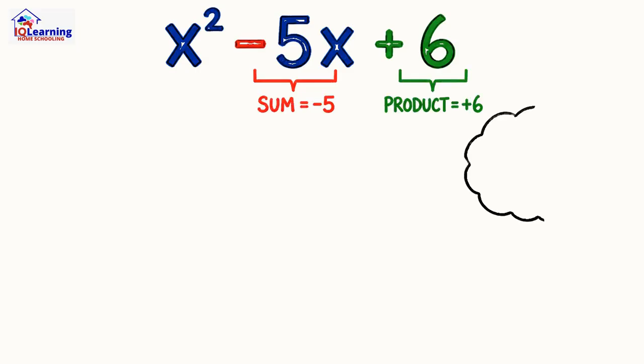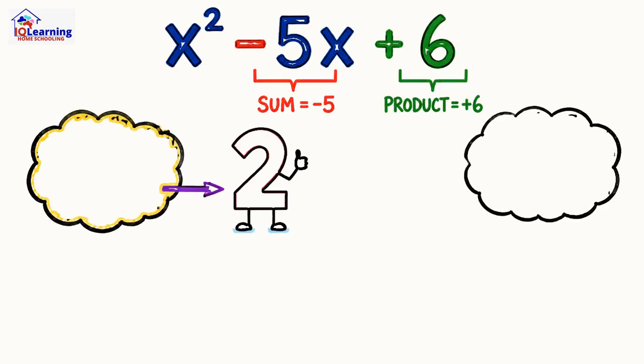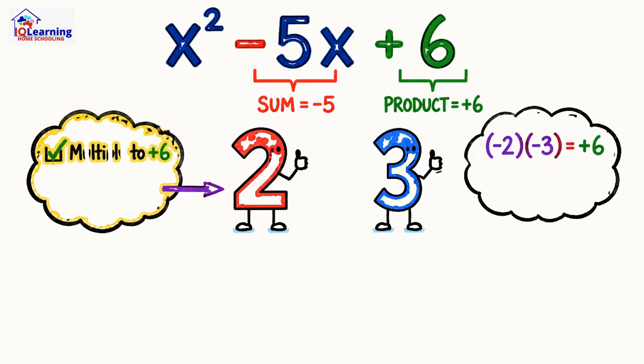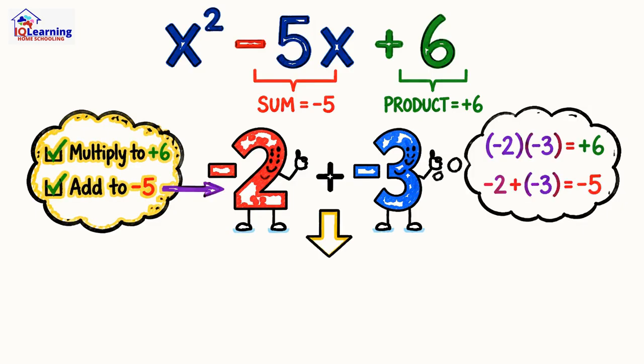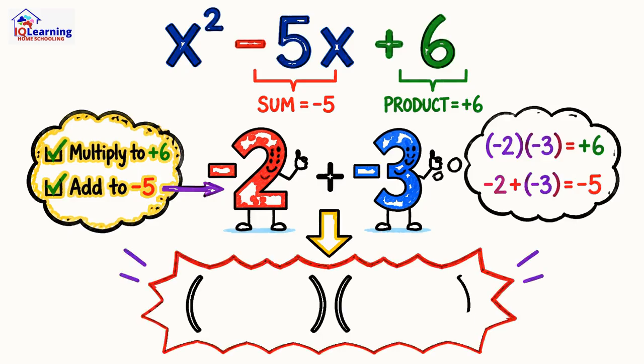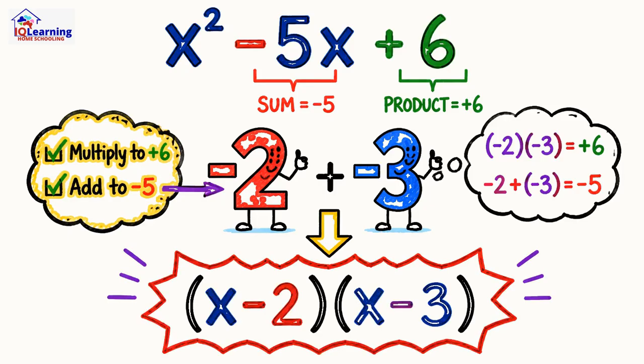The logic is the same. For x squared minus 5x plus 6, the product is positive 6, but the sum is negative 5. This means both our numbers must be negative, so negative 2 and negative 3. The answer? x minus 2 times x minus 3.